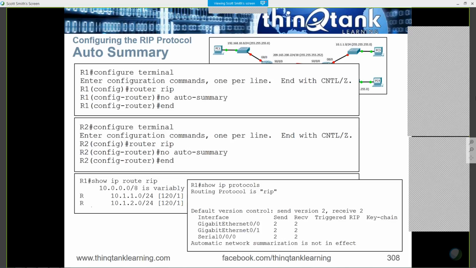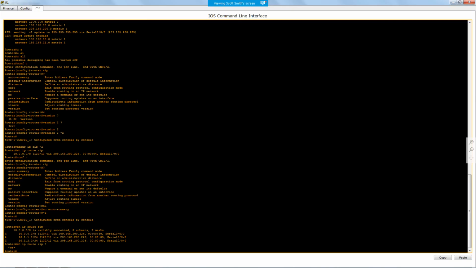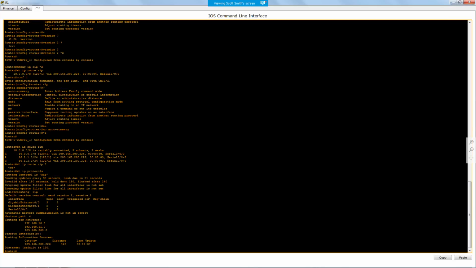So you can see we're now running RIP version 2. By the way, the versions are not really compatible with each other. So you can't run version 1 on one router and version 2 on the other router. You'll only get routing information displayed in one direction. You have to be running the same version of RIP. So now I see all my subnets. Great. We're basically done. But there are a couple of other things that we need to do.